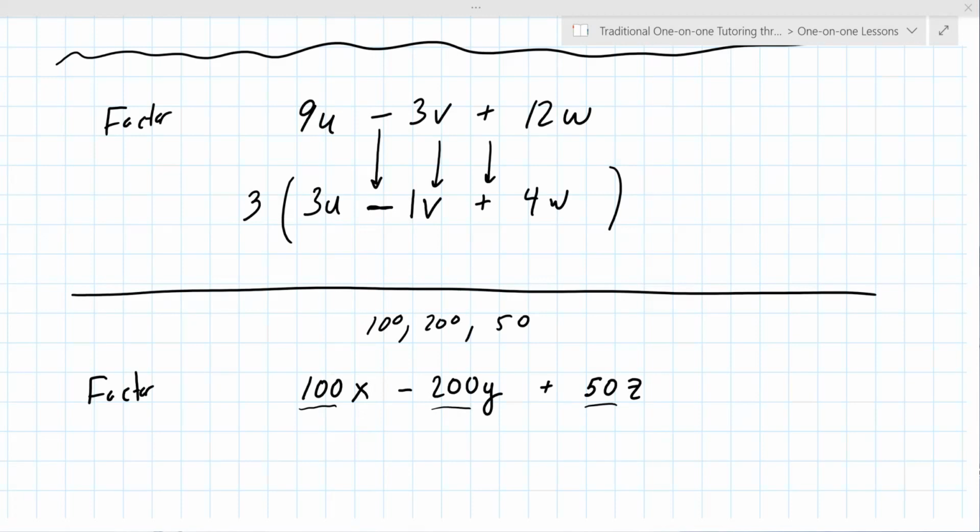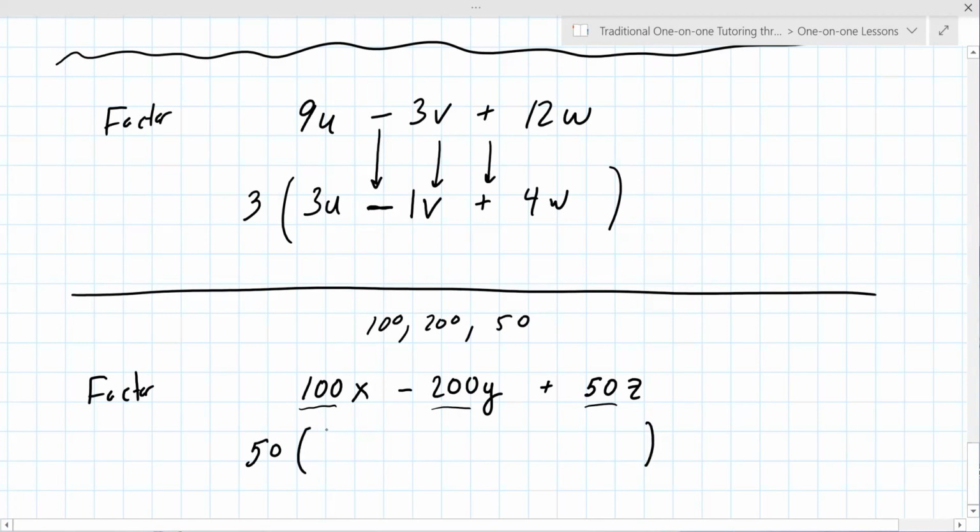Okay, it is 2. So the correct answer is 50. Yeah, I was saying that. So 50, and then 2 is Z.